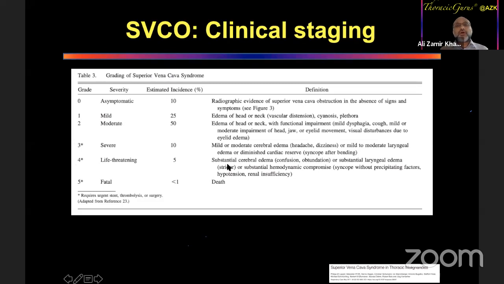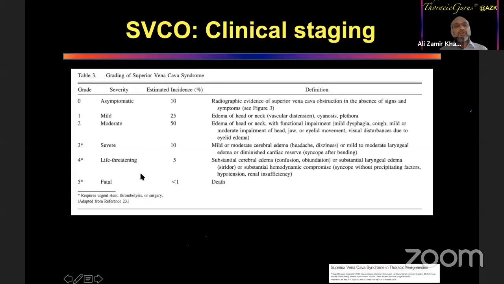This is the one that's recommended, which most of us use actually. This is based on the symptoms of the patient. This is more important clinically. So you have to look at the severity, whether the patient is asymptomatic, mildly symptomatic, or moderately symptomatic. But the last three are the important ones. If it is severe, life-threatening, or fatal, these are the ones where you intervene in an emergency. The others can be managed by treating the underlying cause.